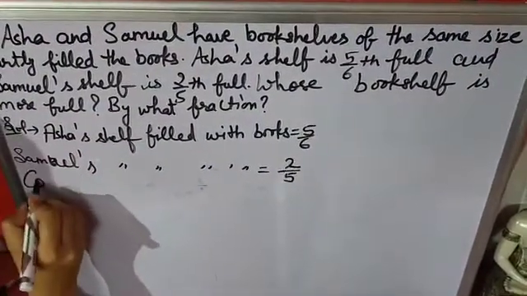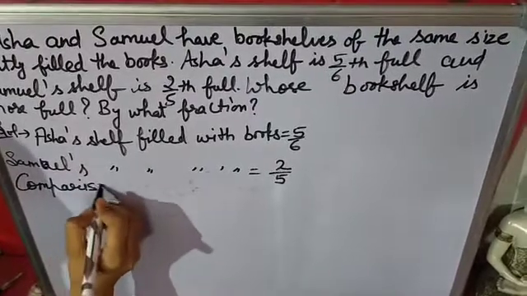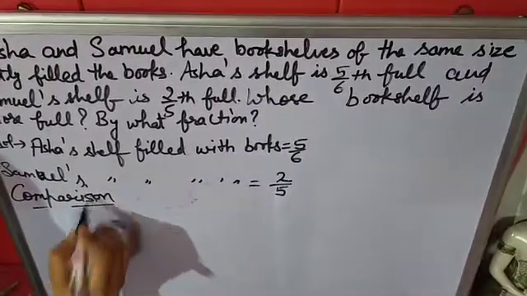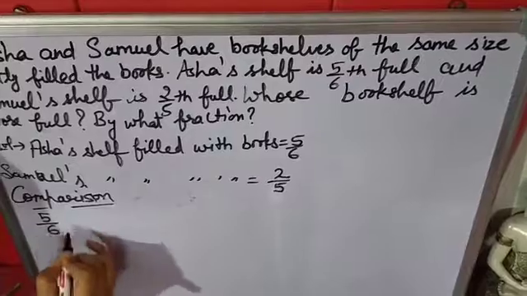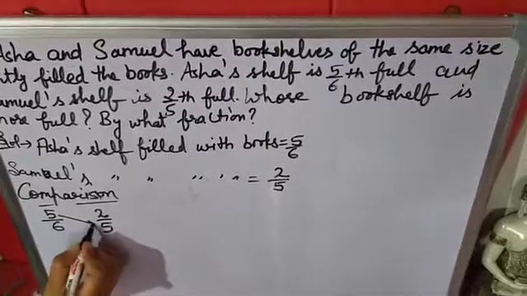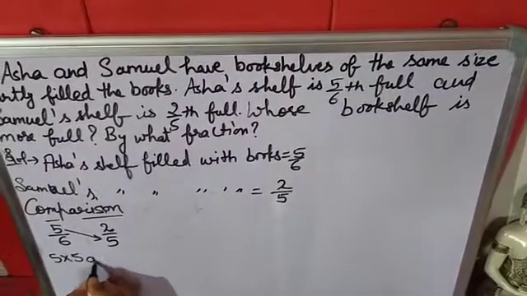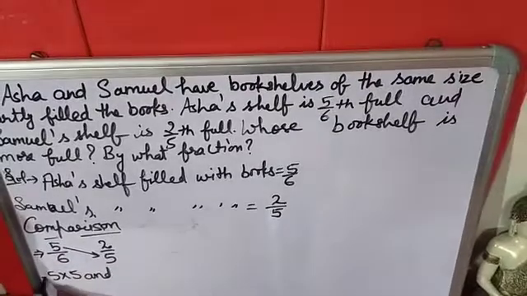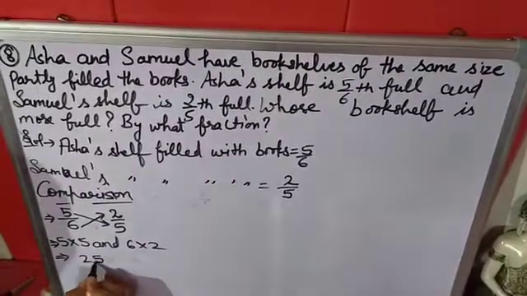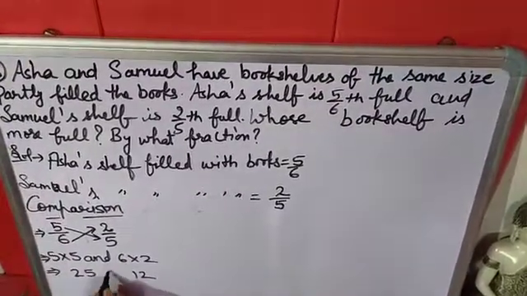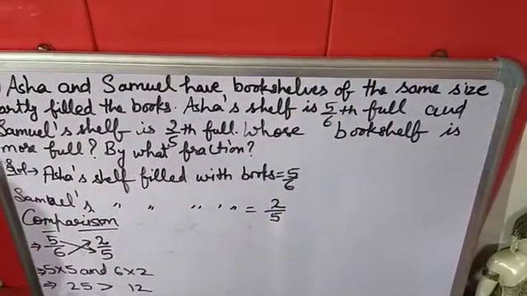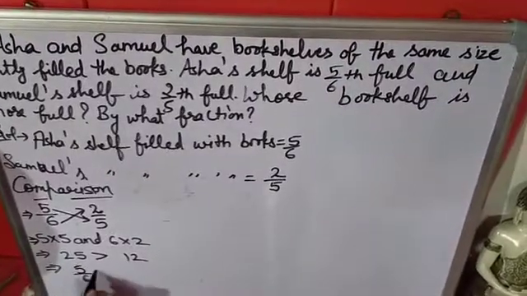Now we have to compare. Now we will do comparison. 5/6 and 2/5. For this we will do cross multiplication. 5 into 5 and 6 into 2. So 5 5s are 25, 6 2s are 12. Left hand side is greater than right hand side, and this is the left hand side fraction. So it means 5/6 is greater than 2/5.